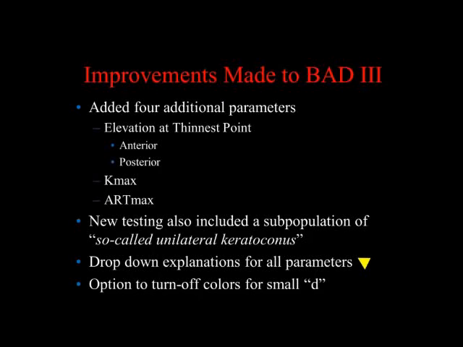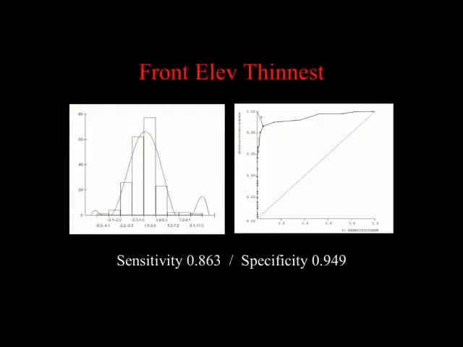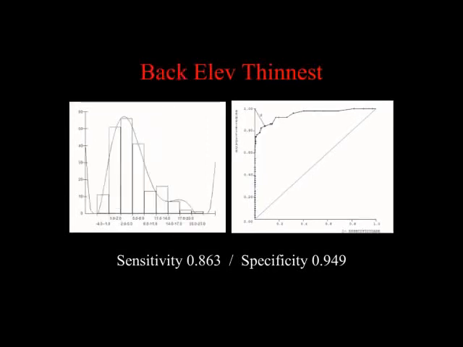So what we looked at is we looked at additional parameters. Again, anterior, posterior elevation at the thinnest point, Kmax, and Ambrosia relational thickness. Additionally, when we set up the regression analysis, we did some additional subpopulation testing on so-called unilateral keratoconus and also patients that developed ectasia. So the additional parameters, this is the absolute value of the front elevation at the thinnest point. You'll notice, again, sensitivity and specificity. Here's that same elevation at the thinnest point on the back surface.